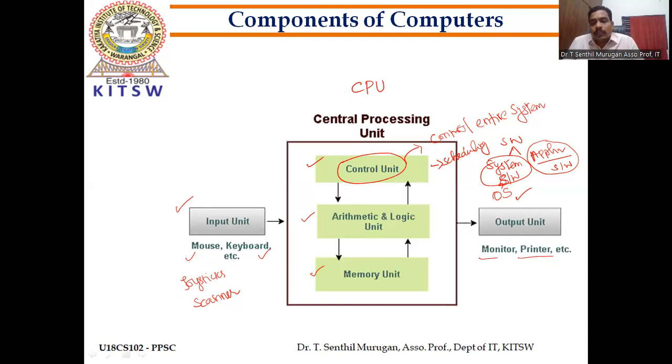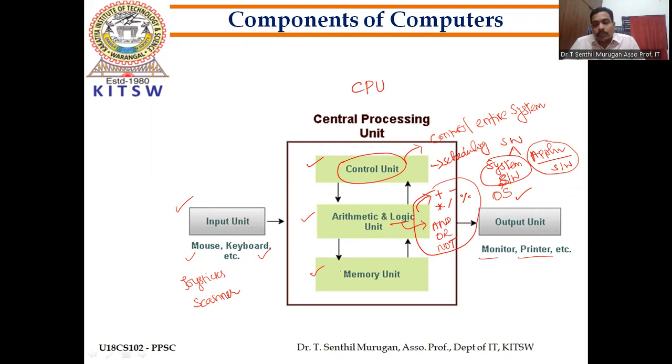Then the arithmetic and logical unit. This is the main unit to calculate everything. What are the arithmetic operations? Addition, subtraction, multiplication, division, modulus. And what are the logical operations? AND, OR, NOT. These are the basic logical operations. Based on these operations, the computer performs the entire calculations and produces the output.